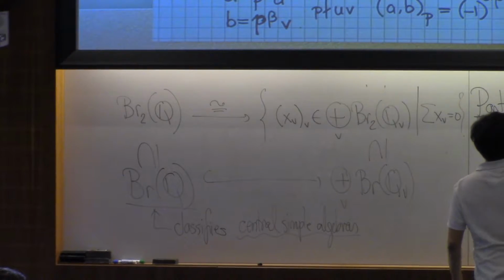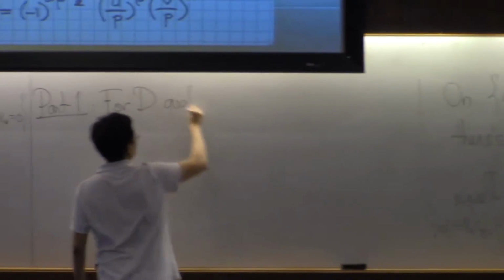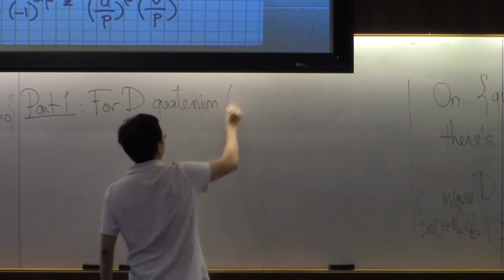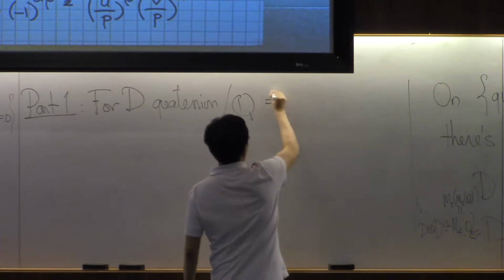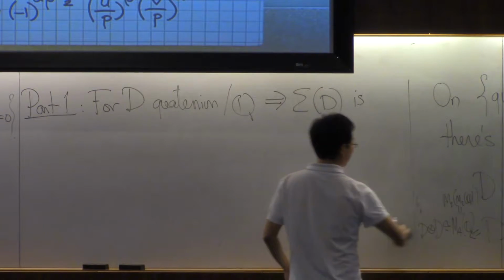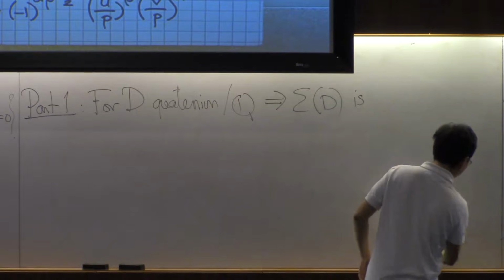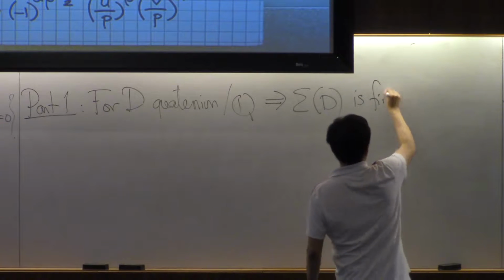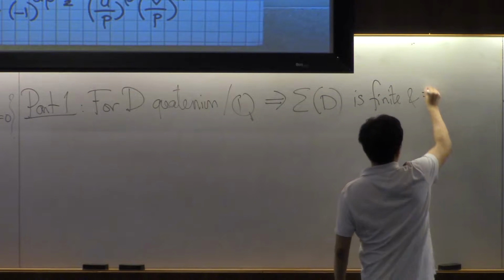For B, the quaternion algebra over Q, I want to show that first of all, the ramified places are finite, and the cardinality is even.